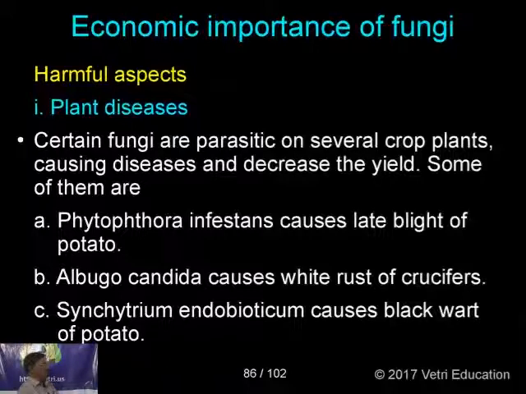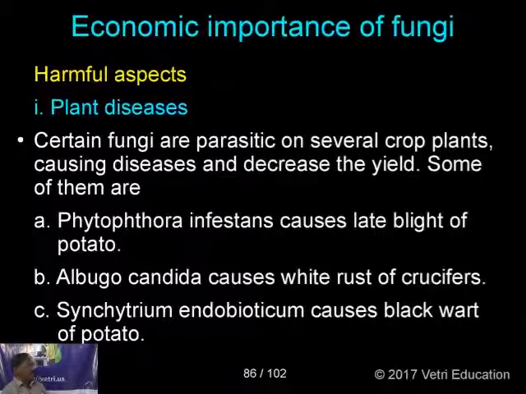So some of them are Phytophthora infestans, which causes late blight of potato. This late blight of potato is also called the Bengal famine. Once in Bengal, all the potato vegetation was spoiled, and many people died due to lack of food. So this is Phytophthora infestans, which causes the late blight of potato.